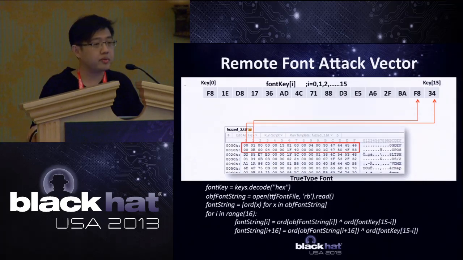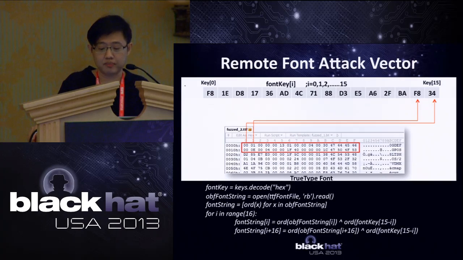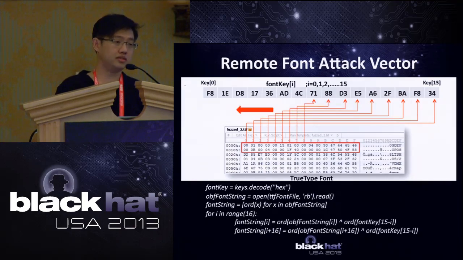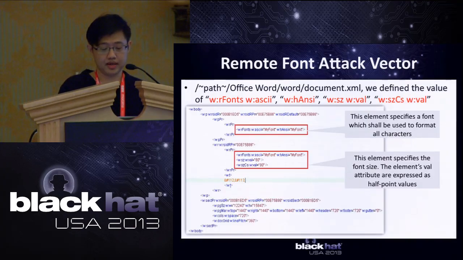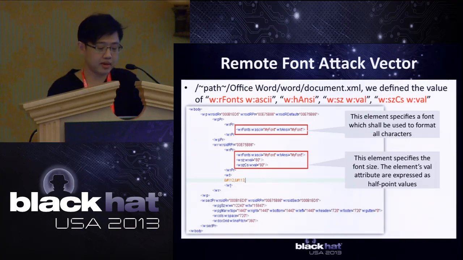And this process will be continued until the end of the key: 0 performs XOR with the 16 bytes of the TTF, which is equal to 46. And the same operation will be performed for the next 16 bytes of the TTF font file. And inside the document.xml, we can define the font name in the w:rFonts and w:ascii element.